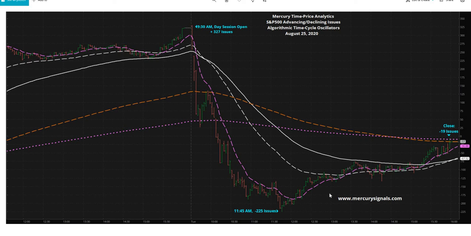So be careful. Look, you can make money trading the long side the way they're supporting the tape, but you got to be real careful, because at any moment now the music could stop.